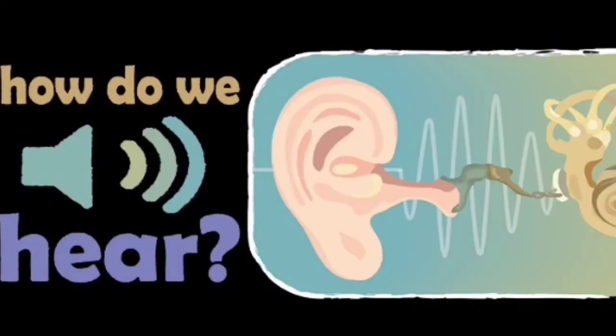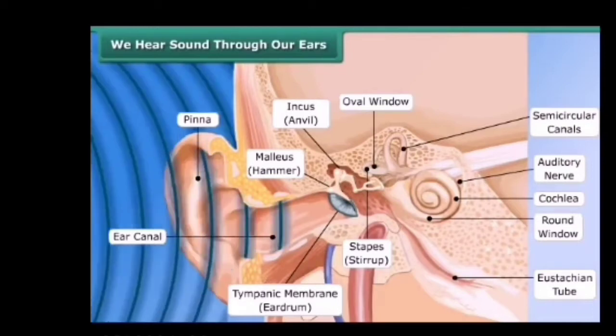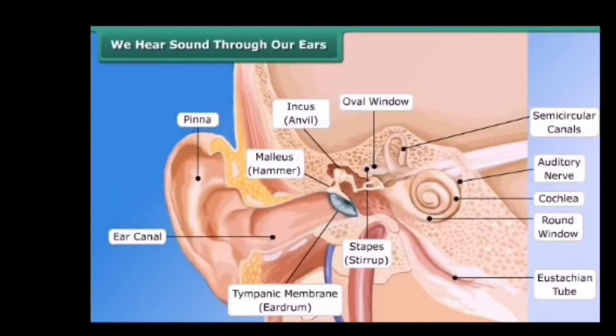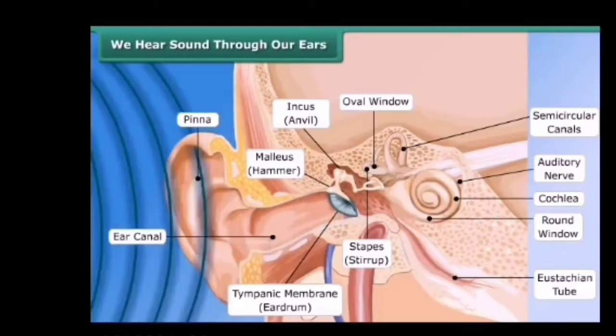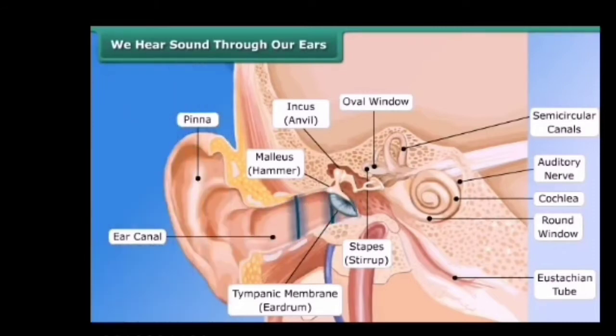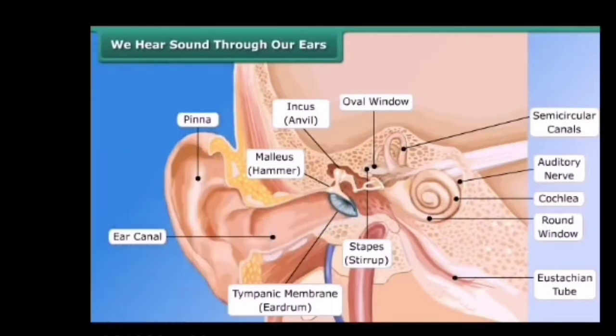How do we hear sound? We hear sound through our ears. The shape of the outer part of the ear is like a funnel. When sound enters it, it travels down a canal at the end of which a thin membrane is stretched tightly. It is called the eardrum.